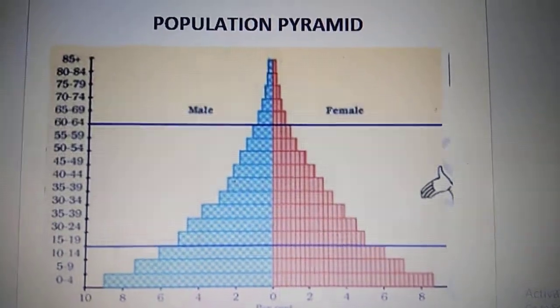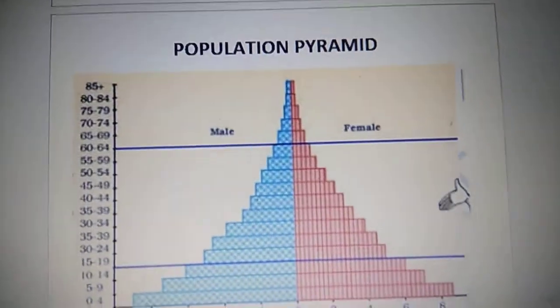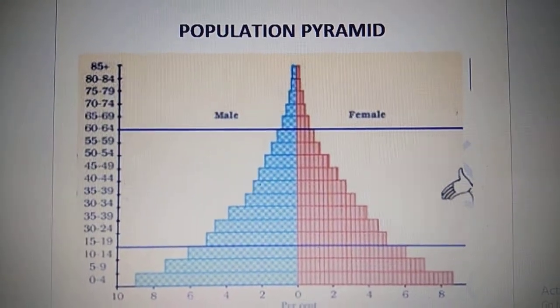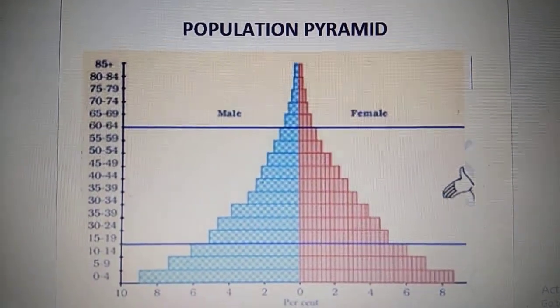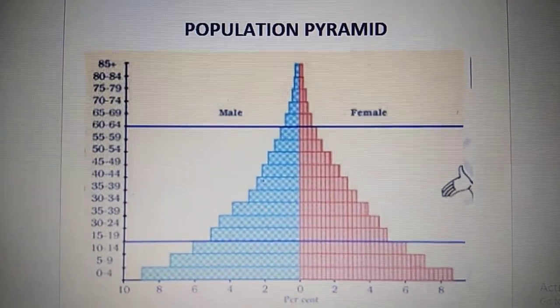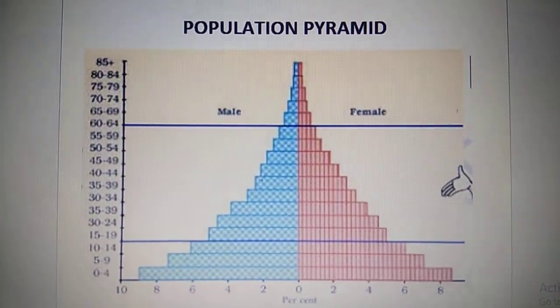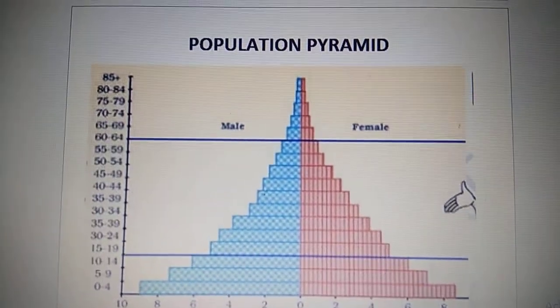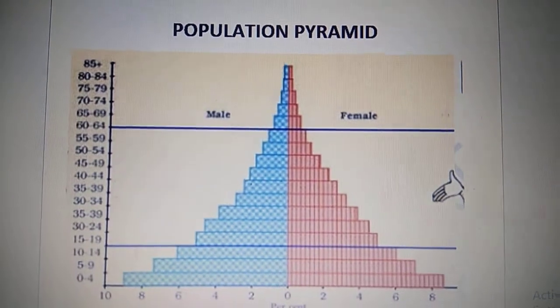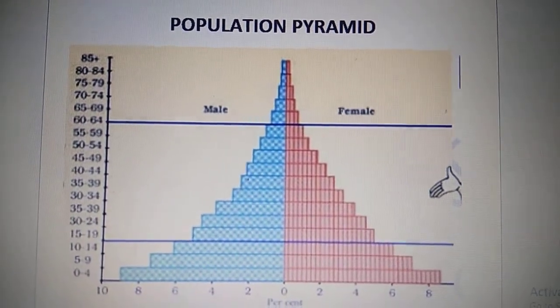Children, our next topic is population pyramid. Now, an interesting way to study the population composition is by looking at the population pyramid. Now, what is a population pyramid? It is a graph showing the distribution of population by gender and age. Now, this population pyramid tells the story of a country and where it is headed.